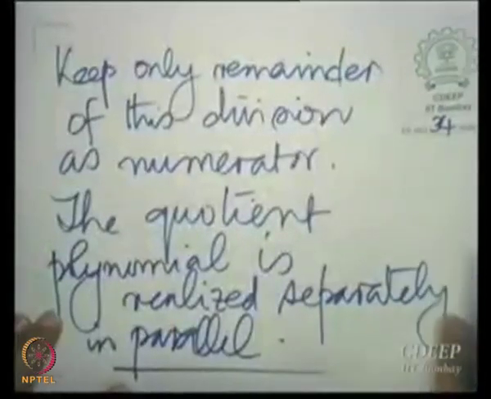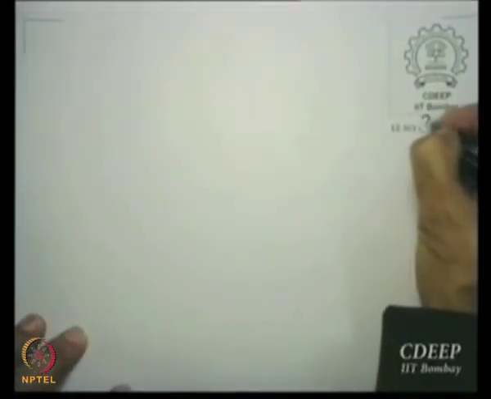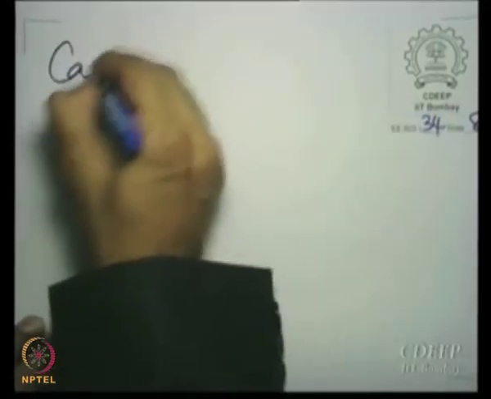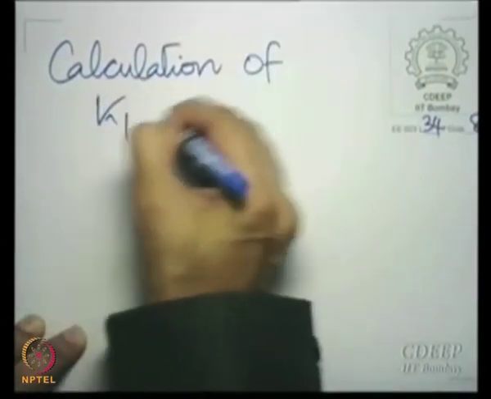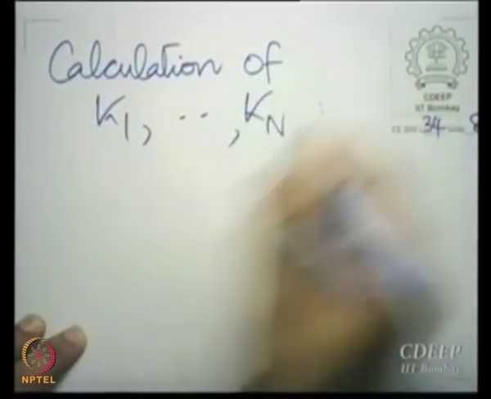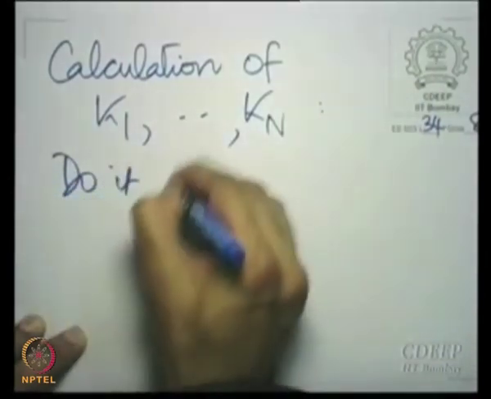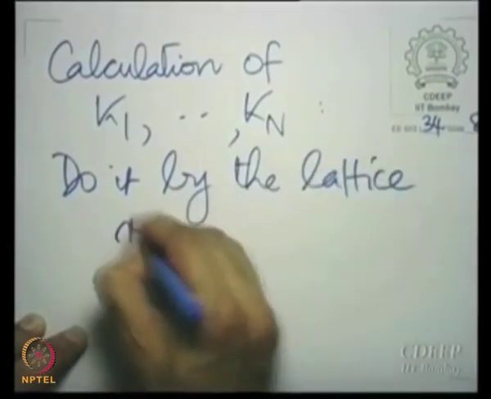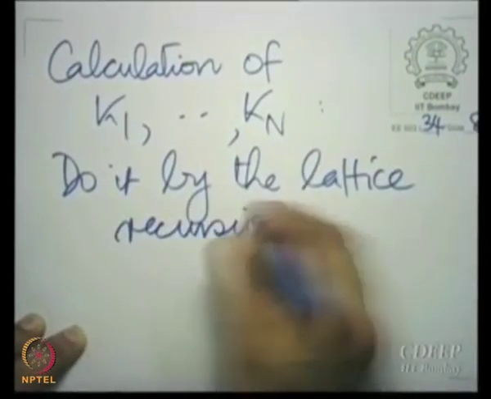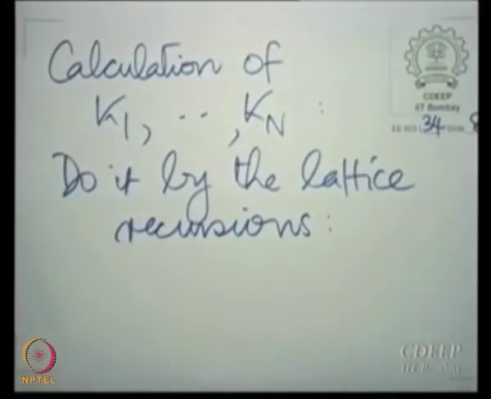Now, you see, it is very easy to calculate the lattice parameters. Calculation of the lattice parameters K1 to Kn is easy. Do it by the lattice recursion. And we studied the lattice recursion in the previous lecture.